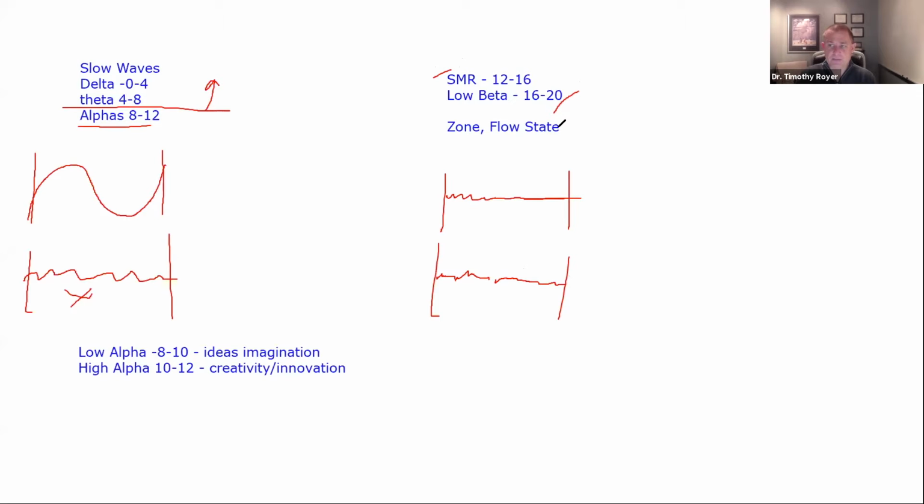Now, what you should have noticed so far is that a lot of these brainwaves are Greek letters of the alphabet. Delta, theta, alpha, beta. But you see that SMR is different. It's not a Greek letter of the alphabet. The reason for that is it wasn't discovered until the early 70s, and all these other brainwaves were discovered around 1920, 1930.